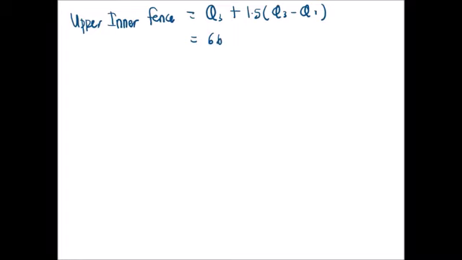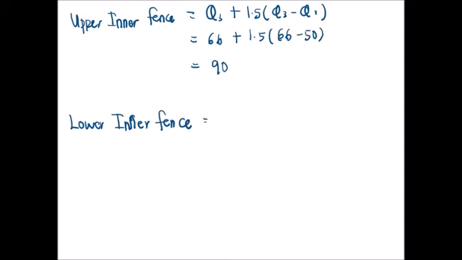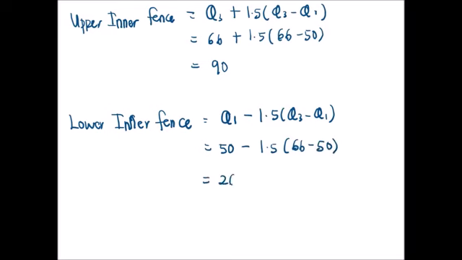To calculate the upper inner fence, Q3 plus 1.5 times the interquartile range, Q3 minus Q1. So Q3 is 66 plus 1.5 times 66 minus 50. Calculate, we get upper inner fence 90. Next, the lower inner fence: Q1 minus 1.5 times Q3 minus Q1. So Q1, 50, minus 1.5 times 66 minus 50. Calculate, it equals 26.